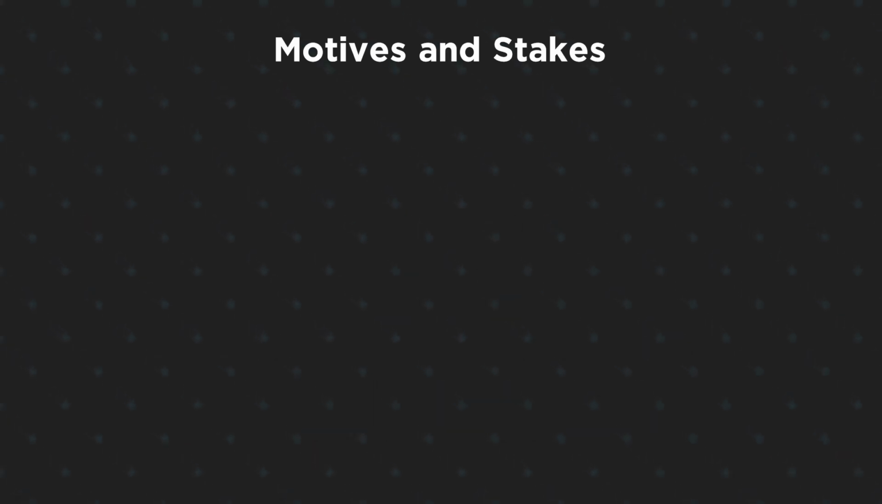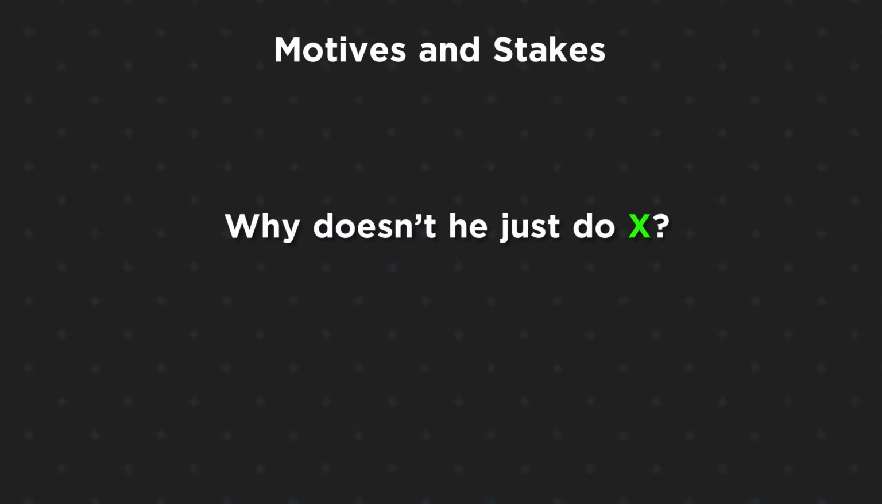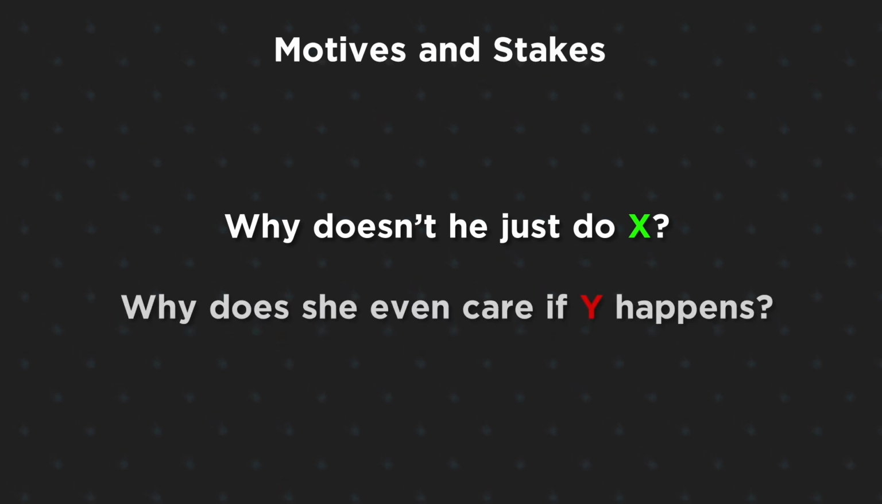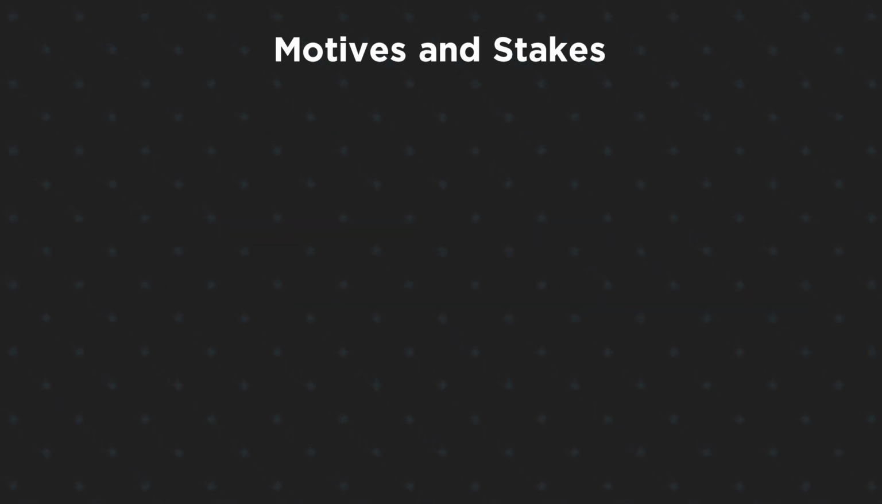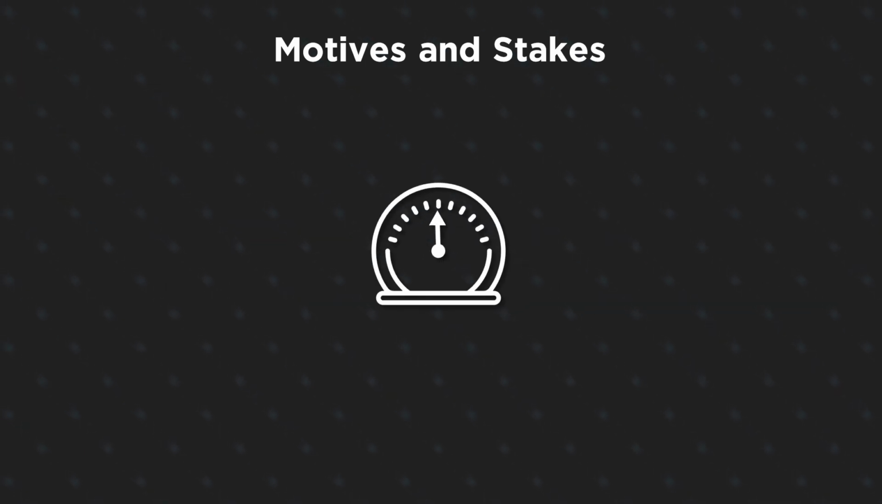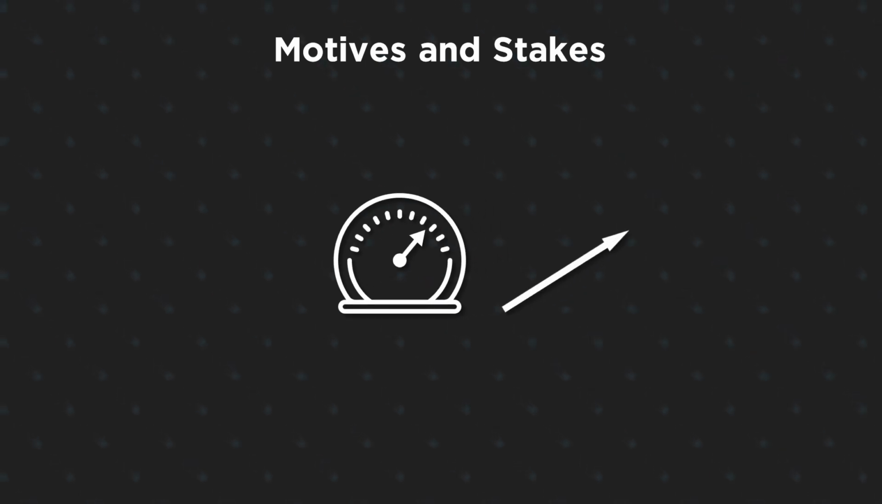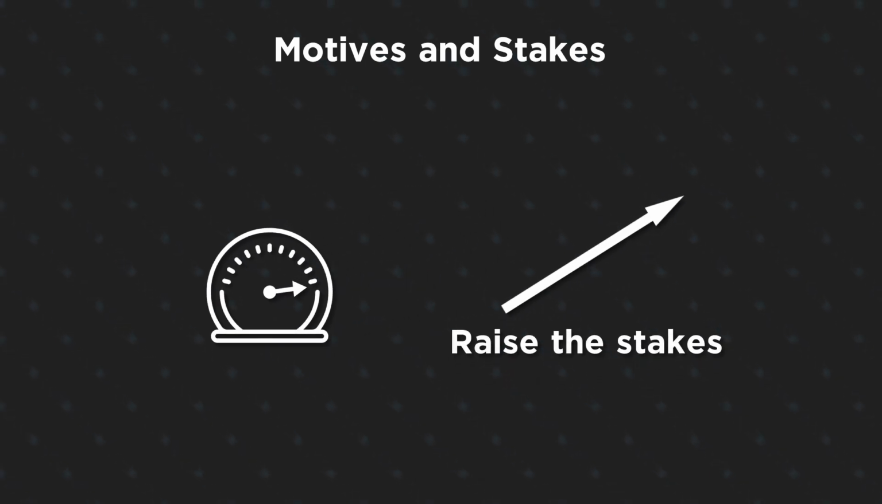Have you ever watched a movie and thought, why doesn't he just do X? Or why does she even care if Y happens? This happens when the motives aren't clear and the stakes aren't high. We need to keep pushing our characters so that turning back gets harder and harder and raise the stakes as we progress through the plot. If the character is in a more dangerous situation in the first half of the script than they are in the second half, where is the rising tension? How do we keep the audience interested?